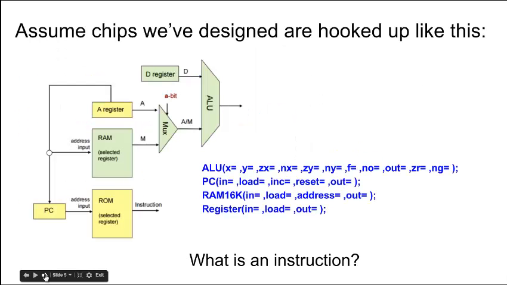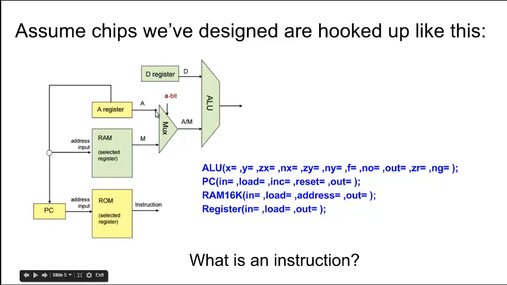So this is a picture of all the chips. The program counter is a register. RAM is RAM. ROM is also called RAM. It's just crippled RAM. We don't use the in or the load. Read-only memory never loads. There's never any input. So it's really a subset of RAM. So we can use a RAM chip to build a ROM chip. A register is another register, just like the program counter, and the D register is another register.